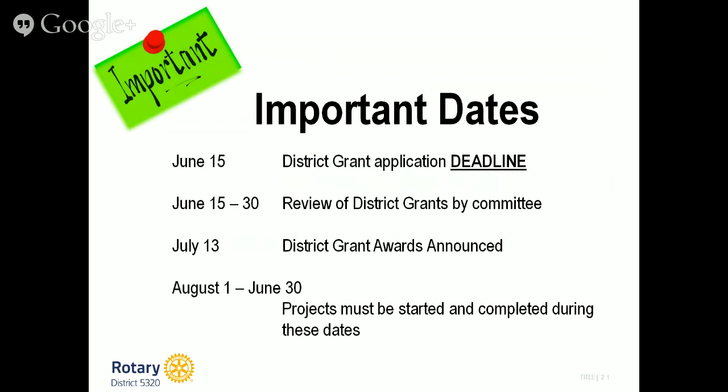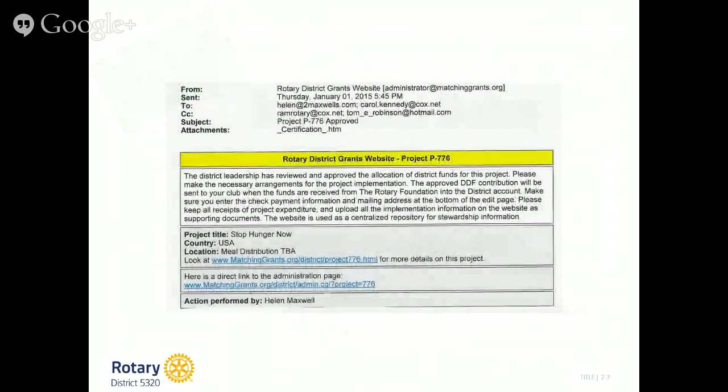Between June 15th and June 30th, the District Grants Committee will be reviewing the district grants. And on July 13th at the President's meeting, the district grant awards will be announced. You will then receive an email saying that the district leadership has reviewed and approved the allocation of district funds for your project. When you've received this email, you will be able to start spending money and doing your grant.